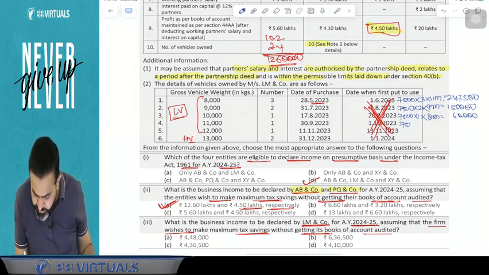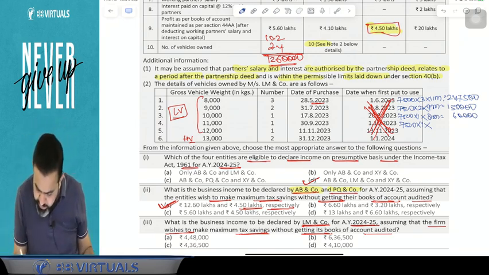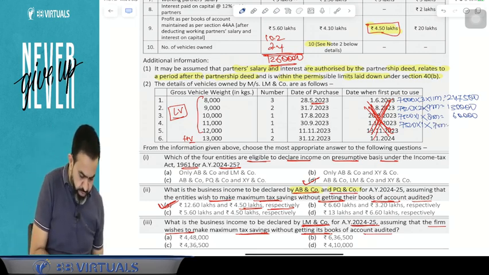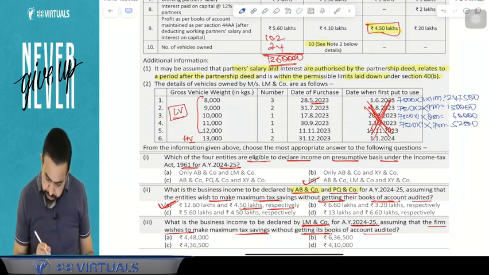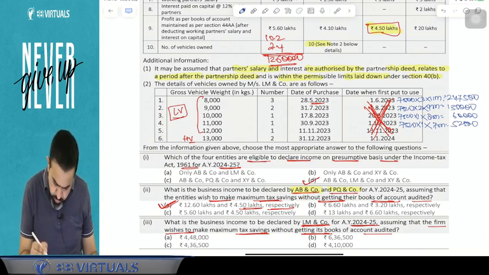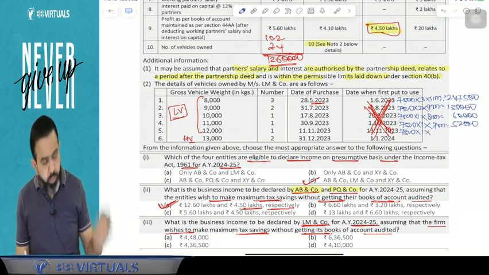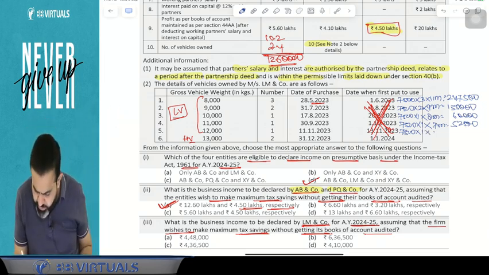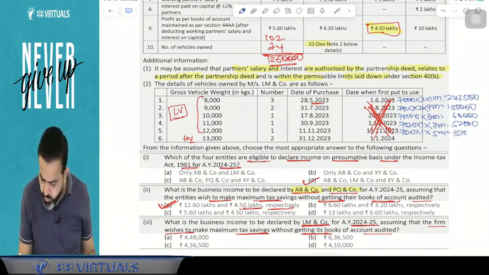After that, one more: 7,500 multiplied by 1 vehicle from September. September, October, November, December, January, February and March, so there are 7 months. 7,500 multiplied by 7 months is 52,500. After that, there is the 12,000 one, this is also a light vehicle. 7,500 multiplied by 1 vehicle for November, December, January, February and March. So it is 5 months. 7,500 multiplied by 5 months is 37,500.